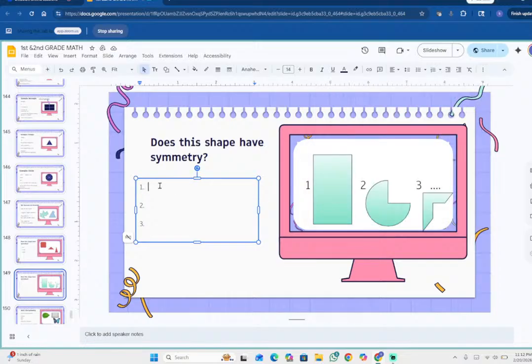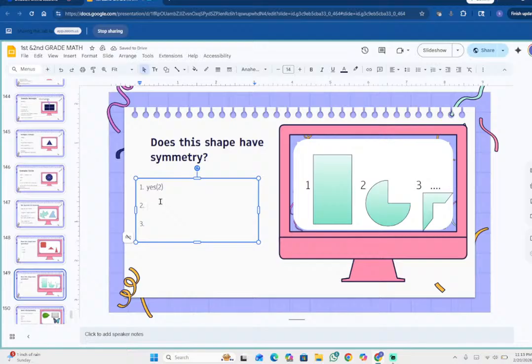Okay, so for number 1, you can see that it's a rectangle. So remember, it only has 1 vertical line of symmetry and 1 horizontal line of symmetry. So yes, 2 lines of symmetry.